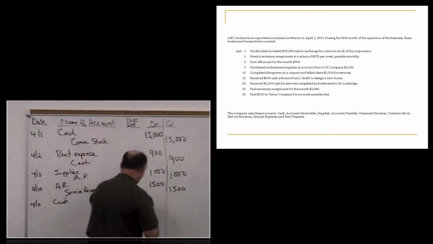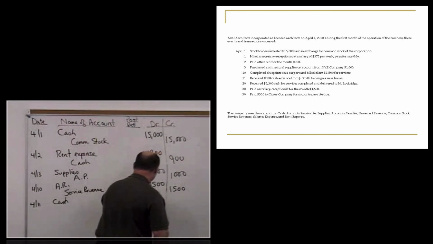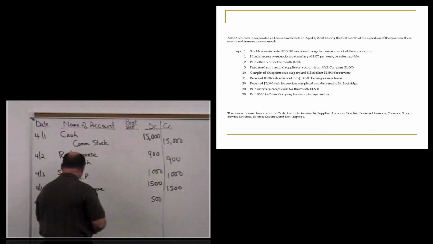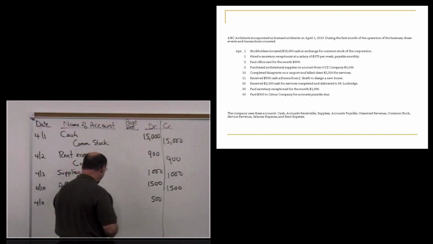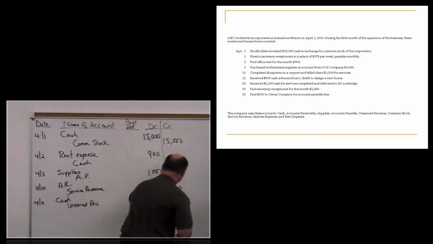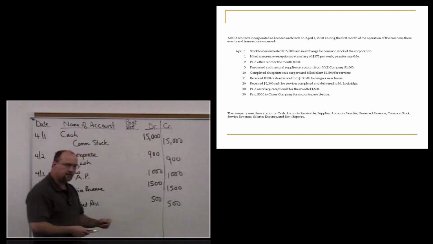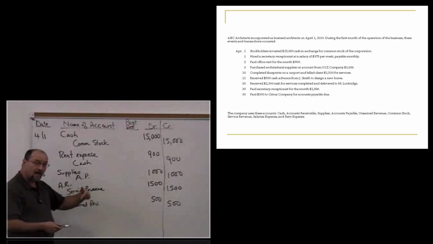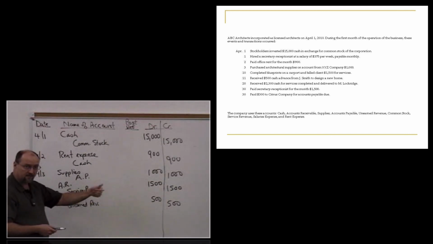Okay, so I received cash. So I'm going to debit cash for $500, and I'm going to credit unearned revenue for $500. Again, this is a liability. Assets increased, so we debited them. Liabilities, unearned revenue, increased, we credit them. Okay?